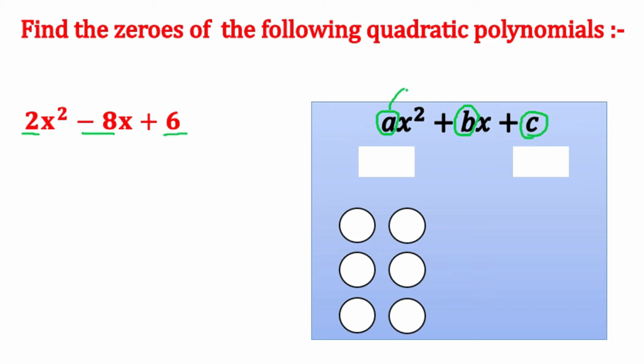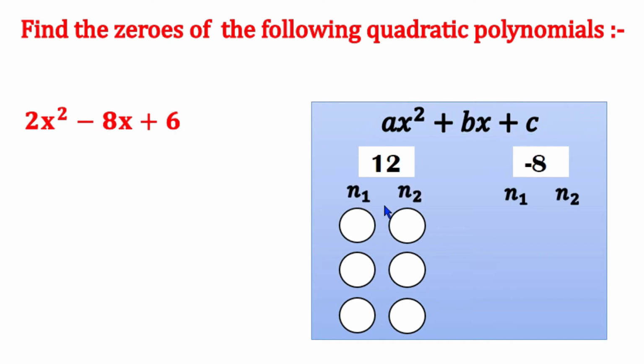We will multiply the coefficient of x² and the constant and write it here, and here we write the coefficient of x. Multiply 2 and 6, 2 times 6 is 12, we write it here. And this −8 we write here. Now we have to think of two numbers such that if we multiply them, we get 12, and if we add or subtract them, we get −8.